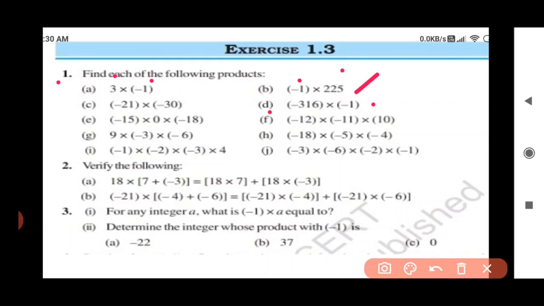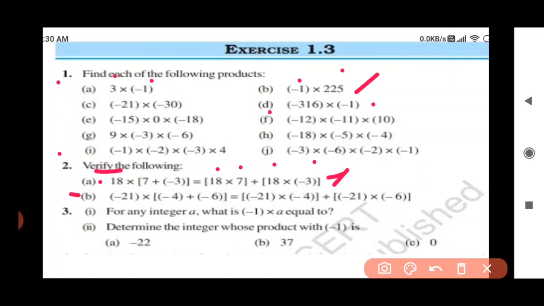Question number 2. Verify the following. You know very well the multiplication of integers and the different types of properties. Use the appropriate property. This sum A: 18 into (7 plus minus 3) equals 18 into 7 plus 18 into minus 3. Which property is used to solve the sum? Yes, it's the distributive property of multiplication over addition. So apply the property and you can find the answer easily. First of all, solve the left hand side, and after that solve the right hand side. Then check whether both are equal or not. Likewise, sum number B also uses the distributive property.